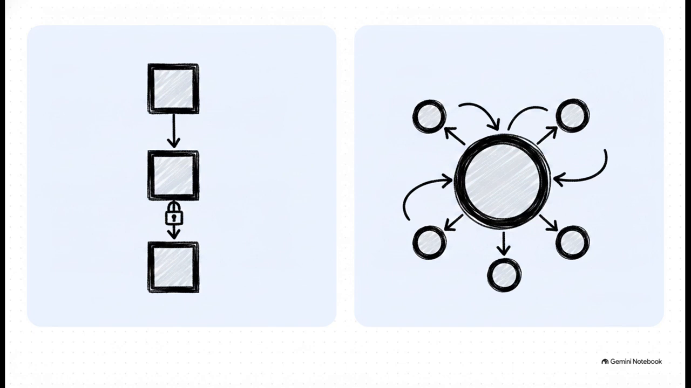But in a hub-and-spoke model, a central coordinator acts as the boss. It decides which specialized spoke agent to call, gathers the results, and synthesizes the final answer. The key takeaway? Always classify the orchestration by asking who actually owns the next routing decision.